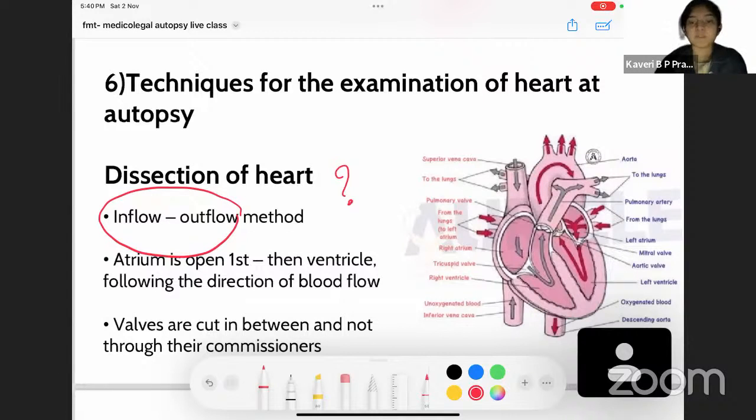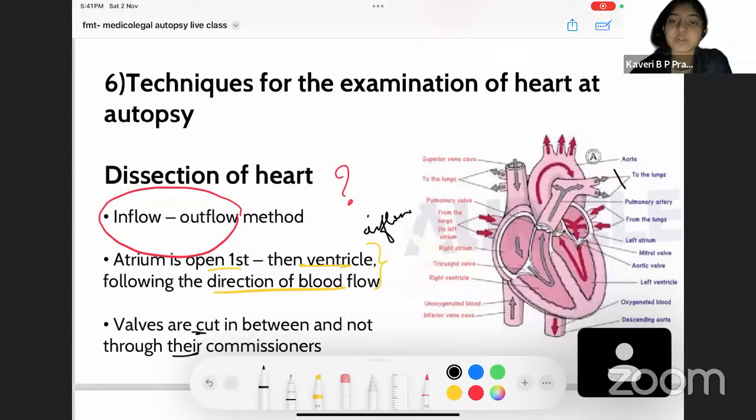So what do you understand by inflow-outflow method? That is, the atrium is opened first, then the ventricle, following the direction of blood flow. This is nothing but stating how you do the inflow. That is, first you open the atrium. So the blood comes to the atrium, goes to the ventricle, and then it is going to be pumped from the pulmonary artery to the lungs, or pumped to the aorta to all the parts. So this process of entry of the blood from the atrium to the ventricle is the inflow. And when you do this, valves are cut in between and not through the commissures.